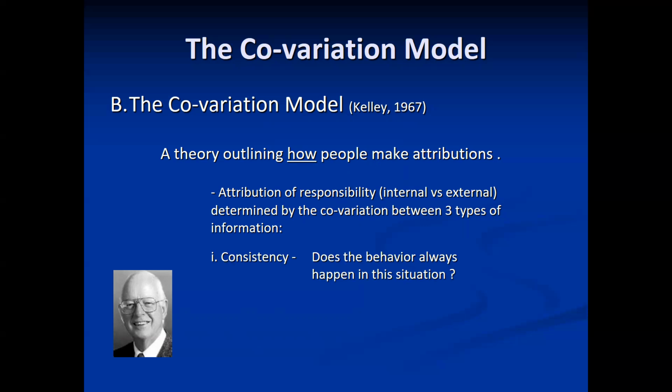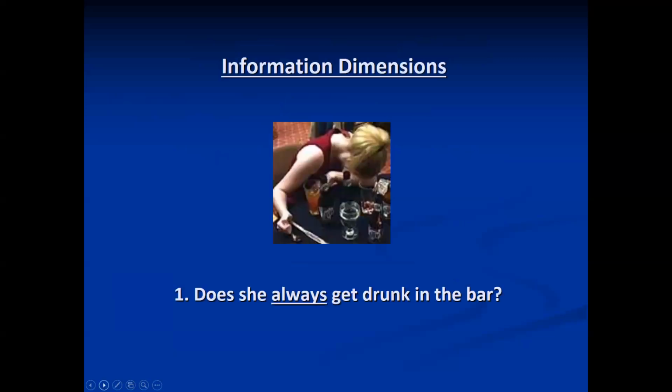According to Kelley, people gather three types of information, and the attribution of responsibility that they arrive at, internal or external, is determined by the covariation between the three types of information. The first type of information gathered is consistency information. That is, we find out if the behavior always happens in the situation. So in our example, we would want to know if the woman always got drunk in the bar.